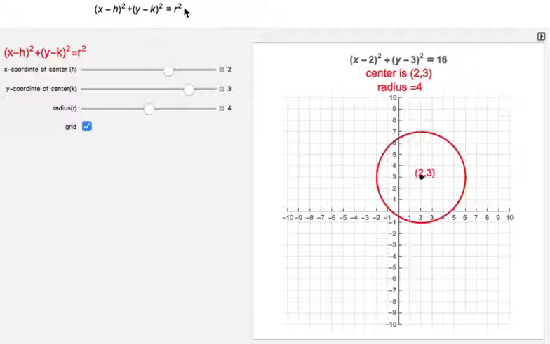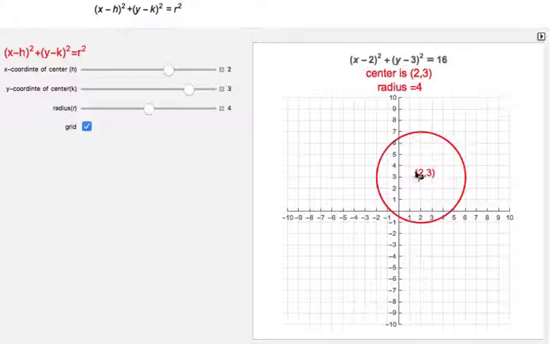And r squared, so the radius of the circle is what? Well, the radius of the circle here is 4. It's 4 units from the center to the outside of the circle, regardless of the direction you go. So r would be 4. Now, this entire equation, we would square the 4. So this entire equation is written as (x - 2)² + (y - 3)² = 16.